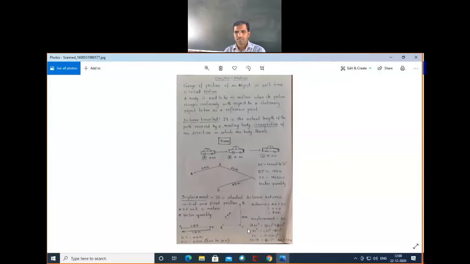Okay. So already you know motion. You have studied the motion chapter in 8th standard. So motion means what? Change of position of an object. If an object changes its position with respect to some reference point. So an object is at A and it is moving to B. So there is a change of position of an object. When there is a change of position of an object in unit time with respect to a reference, then it is called motion.